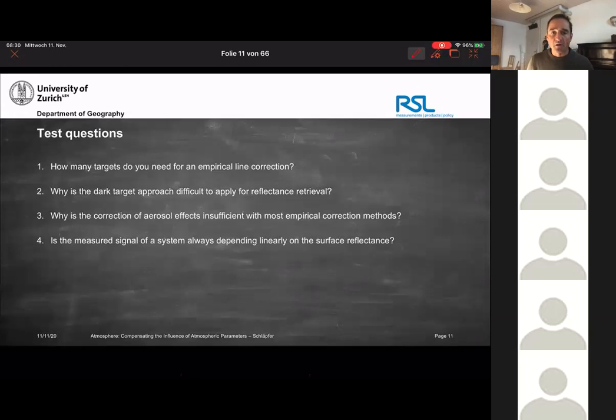How many targets do you need for empirical line correction? Questions to you, just think about these questions here. Exactly. Some are writing in the chat now. Number one. Why is the dark target approach difficult to apply to reflectance retrieval?